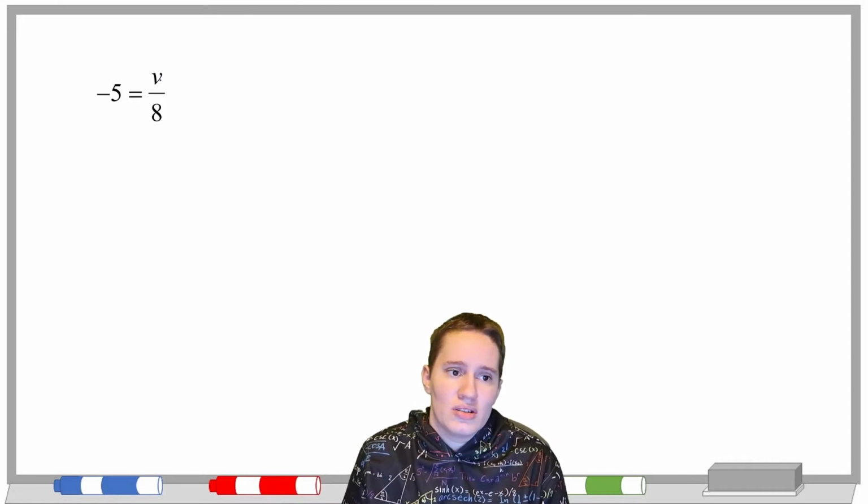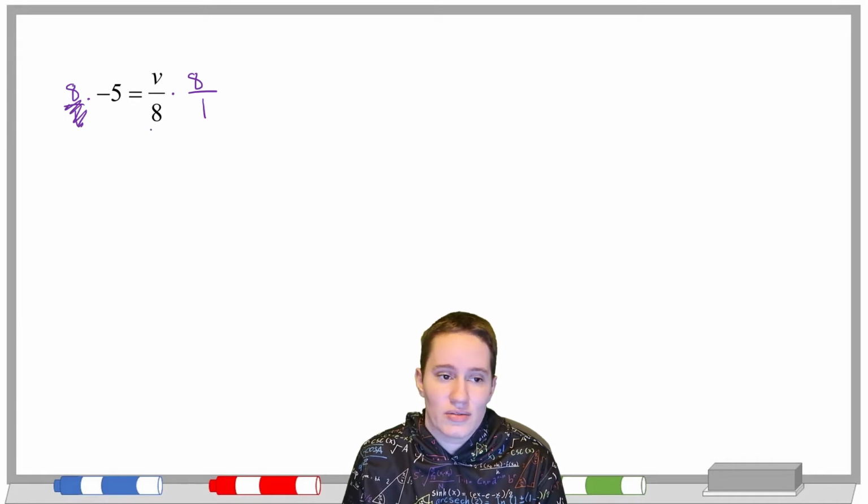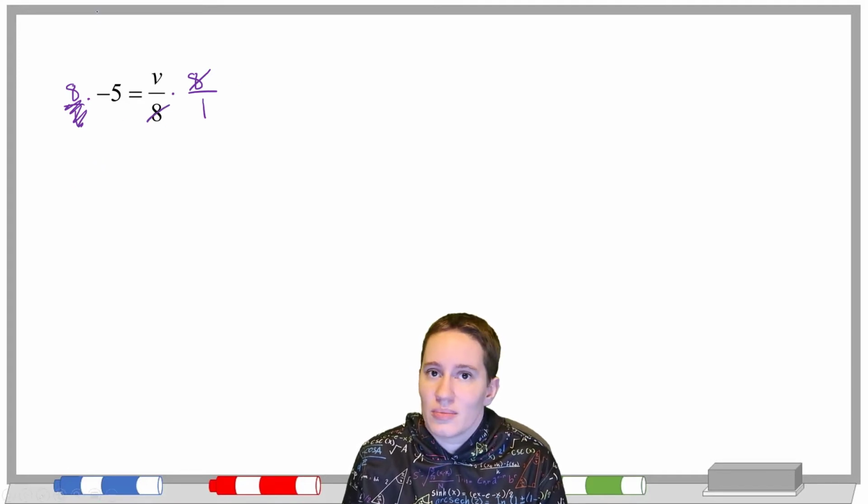So what we need to do here is think, if I'm doing v divided by 8, what's the opposite of that? Well, that would be multiplying by 8. And we can either do that as 8 over 1, or on the left side we don't really need the over 1 because we're just doing 8 times negative 5. What that does, and the reason we picked to do that, is it cancels out the 8. Just like when we learned how to multiply fractions together and learned that we could cancel like this.